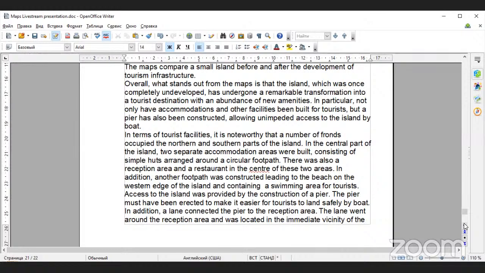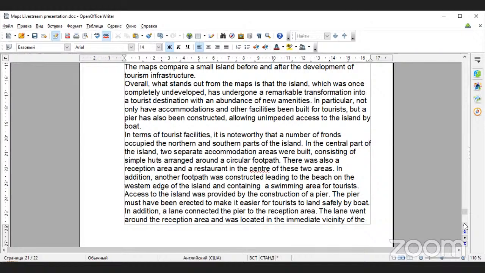In terms of tourist facilities, it is noteworthy that a number of fronts occupy the northern and southern parts of the island. In the central part of the island, 2 separate accommodation areas were built, consisting of simple huts arranged around a circular footpath. There was also a reception area and a restaurant in the center of these 2 areas. In addition, another footpath was constructed leading to the beach on the western edge of the island and containing a swimming area for tourists. Access to the island was provided by the construction of a pier.